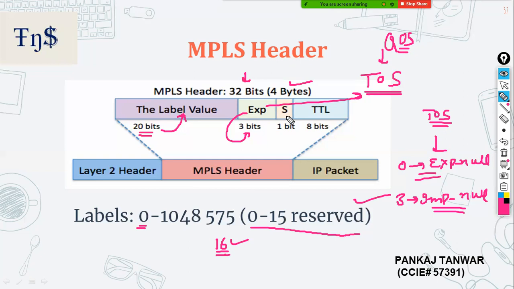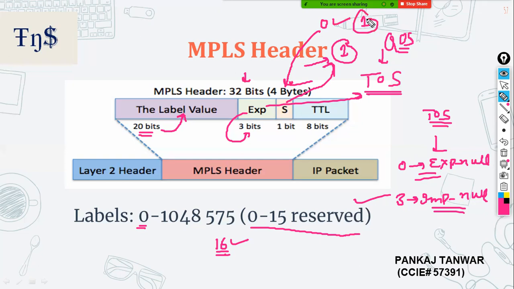What it means is that in MPLS, we can have more than one label, okay? So if the value of this bit is 1, it means we are having more than one label in the pipeline. But if there is 0 in this S bit, it means we are having only one label in the pipeline.